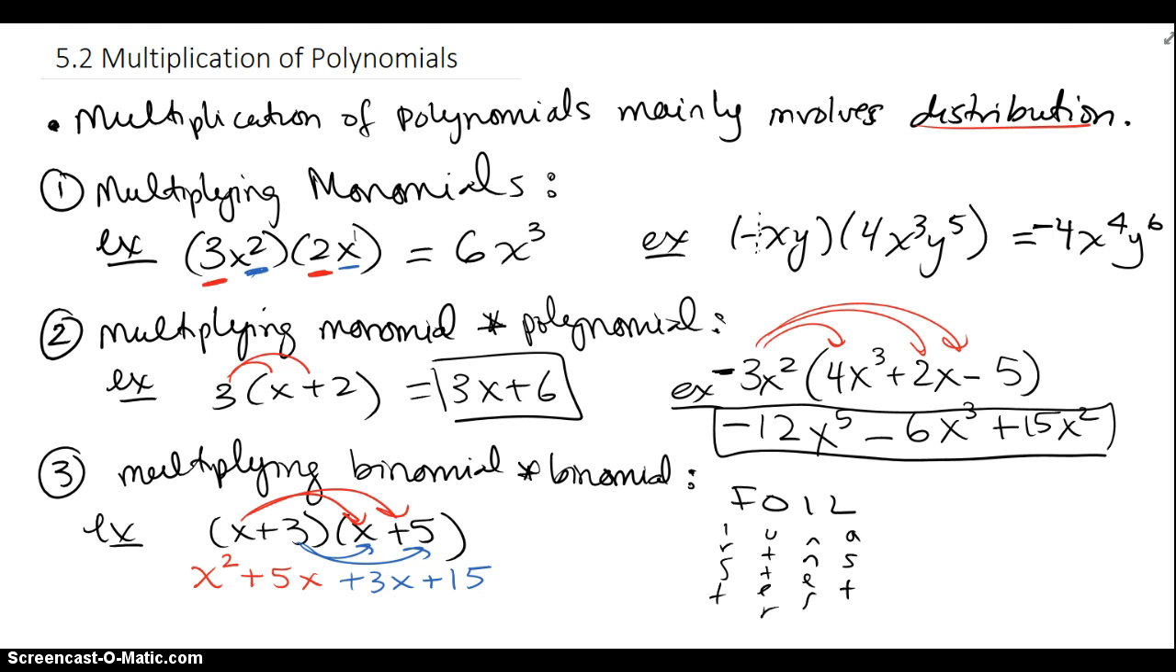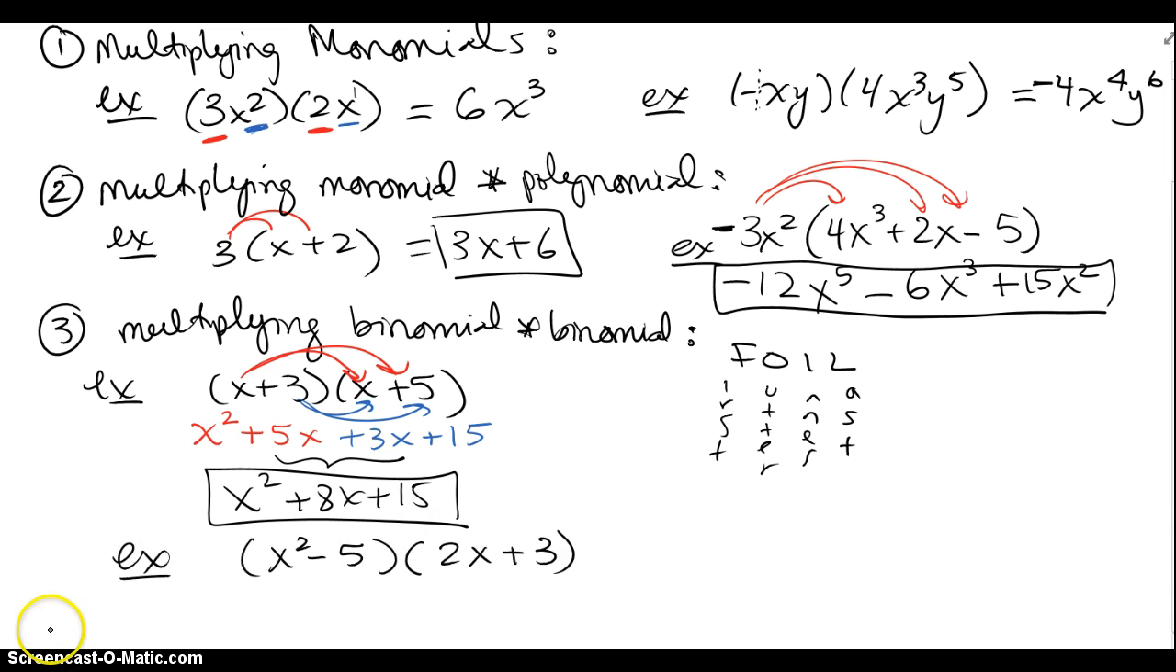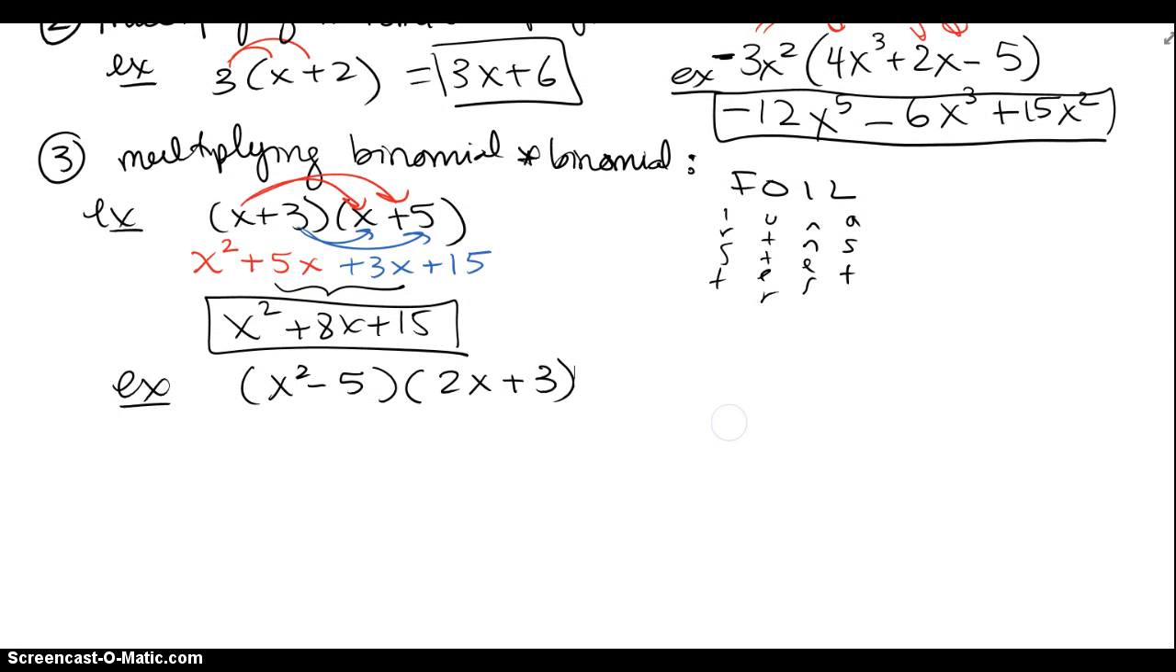So all we really did was use distribution, which ends up being first, outer, these two guys, inner, these two guys, and then last. So you can think of it as FOIL if you remember it like that, or just use distribution and then combine like terms: x squared plus 8x plus 15, and we're good to go with that product. Let's look at one more binomial times binomial.